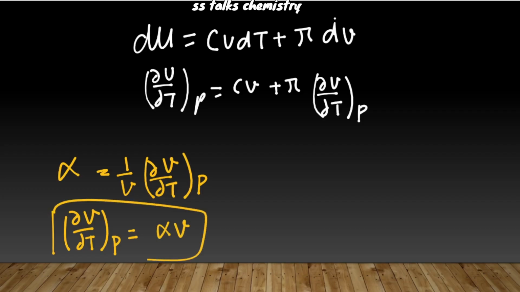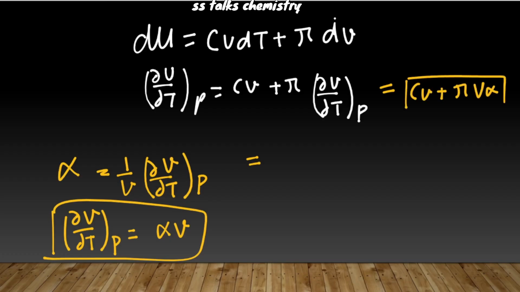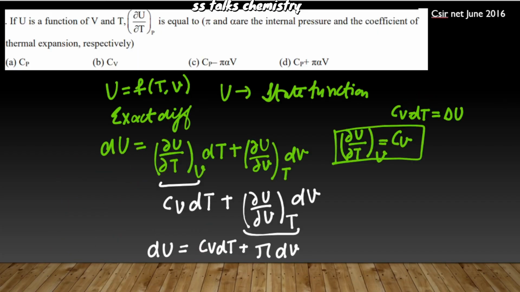So this substitution again we can make in this. So we are getting del U by del T at constant pressure, this is equal to Cv plus pi V alpha. This is going to be the complete expression. Okay. So based upon this, the answer, if I see, here it is pi alpha into V, that is with the plus, here not Cp, it is the Cv value. So option D is going to be the right answer.